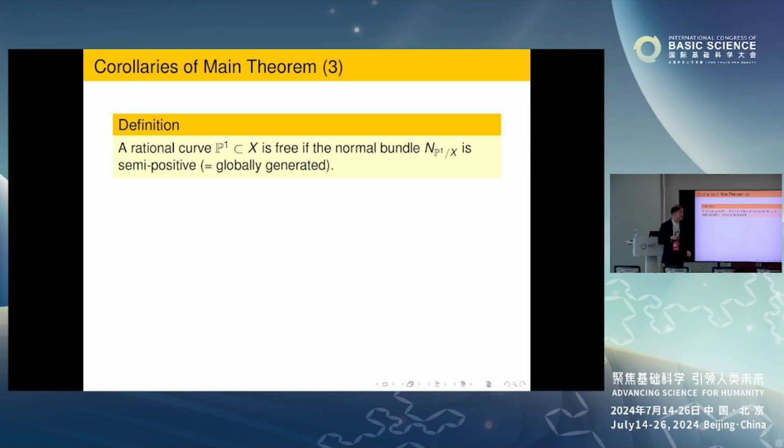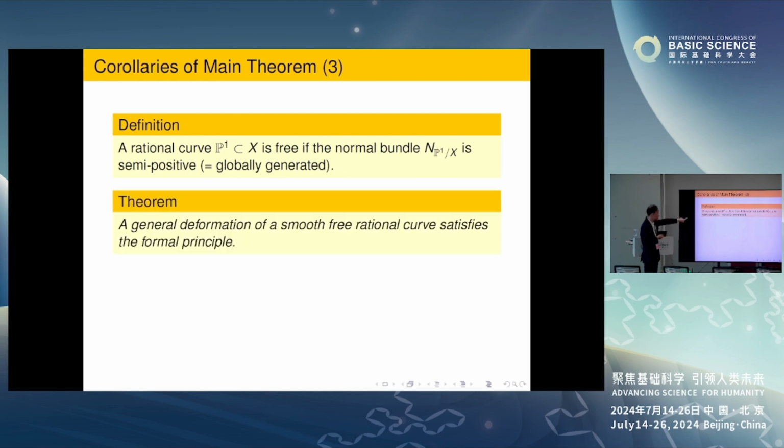Actually, this question was asked by Ohsawa when I gave a talk about minimal rational curves. He asked this question, and that was the motivation for this work. This is the case I'm very interested in. And so as a corollary of the main theorem, a general deformation of a smooth free rational curve satisfies the formal principle.